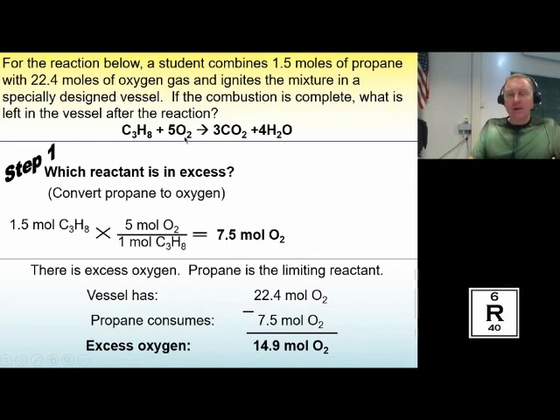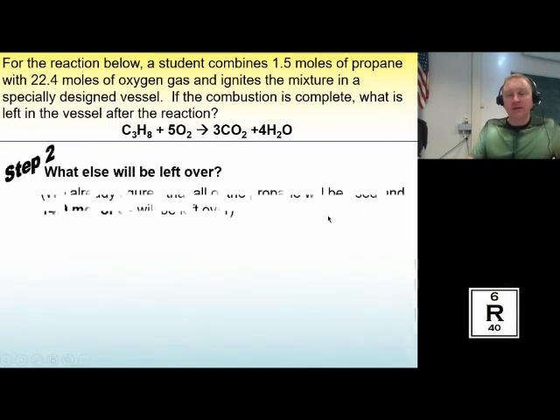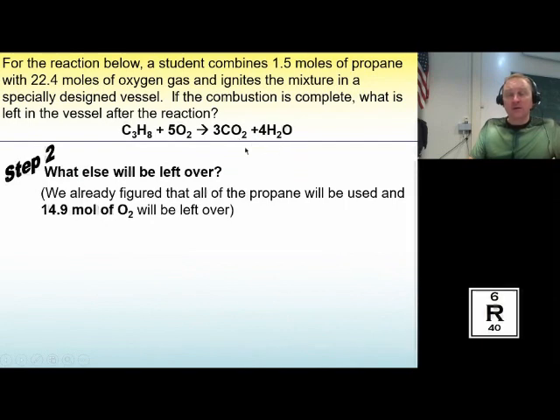So now we know how much oxygen we have left over, and we know that there's no propane left over. So we're going to use the amount of propane that was used to figure out how much carbon dioxide and water would be produced in this reaction. So we already figured out that all the propane will be used, and that 14.9 moles of oxygen will be left over.